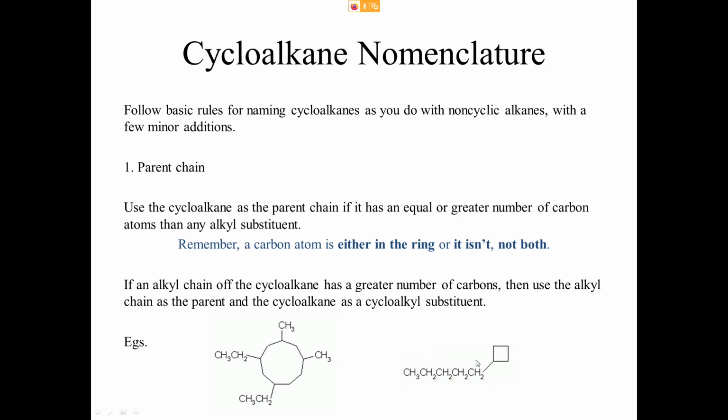Okay, I get it. We have to draw the line in the sand somewhere. So you're either in the ring or you're not. Excellent question. So in this one, which one is longer? The one outside the ring. The one outside. So the parent chain is going to be this 5 carbon chain, not the ring. If this had only been 4, then we choose the ring because a tie goes to the ring.